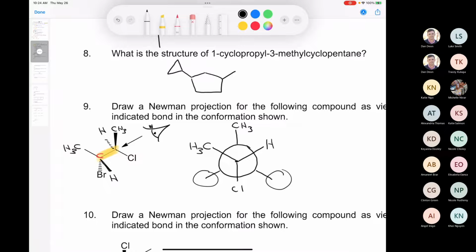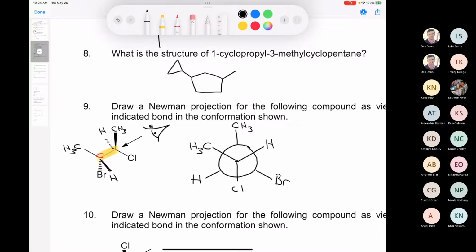So would the bromine be on the right-hand side or the left-hand side? Could anybody tell me, would the bromine be on the left or the right? Could anybody tell me where the bromine would be? So if the bromine is going into the page, it's going to be on the same side as the hydrogen that was going into the page. It's going to be on the right-hand side. So we have our bromine over here, and we have our hydrogen over here.